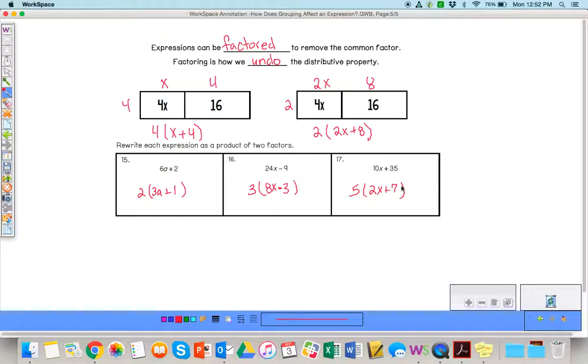All right, you are going to grab the quick check that says, how does grouping affect an expression?